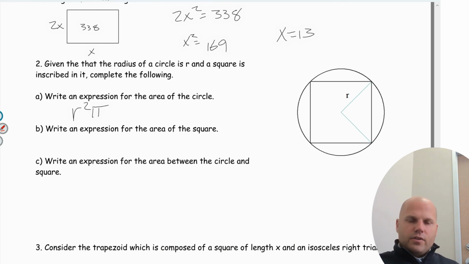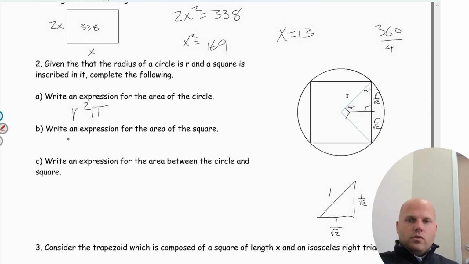R squared pi is the area of the circle. Ooh. Okay, if we have 360 divided into 4, each of these are 90, which means each of these are 45, 45, 90. Special right triangles. If you have the hypotenuse, you divide by root 2 to get the length. So this is 1 over root 2 times r over root 2. And this is r over root 2.